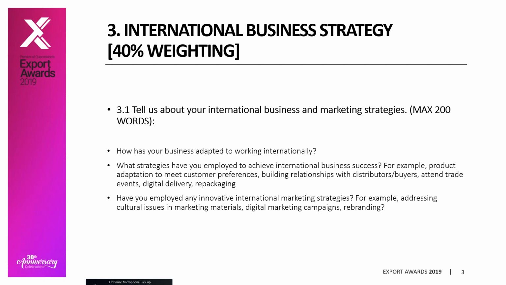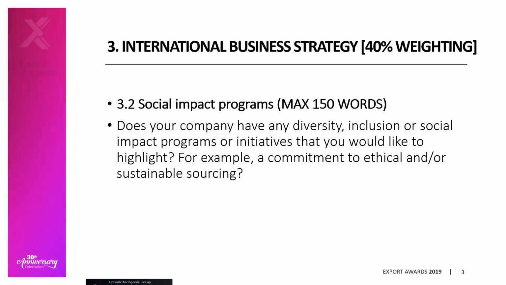40% weighting. Okay, 3.2, social impact programs. Again, this is a new question. So think outside of the square. Every business is answering the same question. So you need to relate these questions to your business. Okay, so think about packaging, staff, logistics, your product or your services offered. Is there any social impact in relation to anything that you do? As they said, for an example, a commitment to ethical and or sustainable sourcing. Okay, again, any problems, you can always contact me with questions. So that's 3.2, 150 words, not much there either as well.